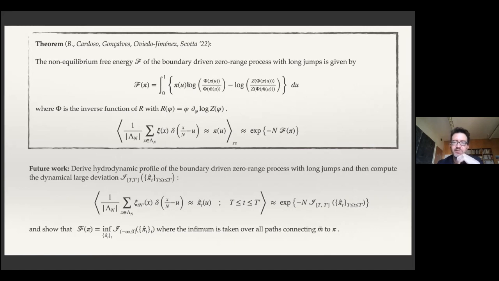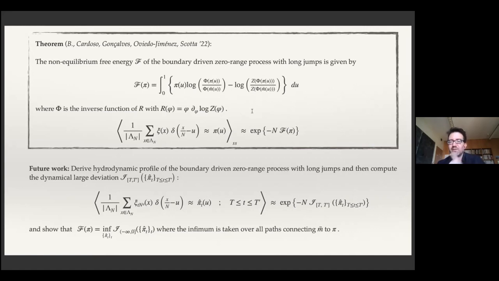Yes, where capital phi is the inverse function of r, which is determined from z. So it is completely explicit. And this formula is completely local. It is some local free energy, as you can see. If you think about the exclusion process, we don't expect that it will be local. Even in the case of local interaction for the exclusion process, we know that non-equilibrium free energy is non-local, but in the rearrange process it is local.